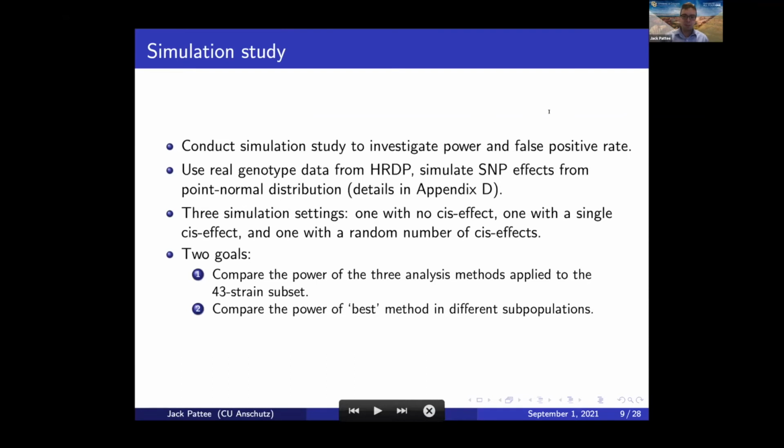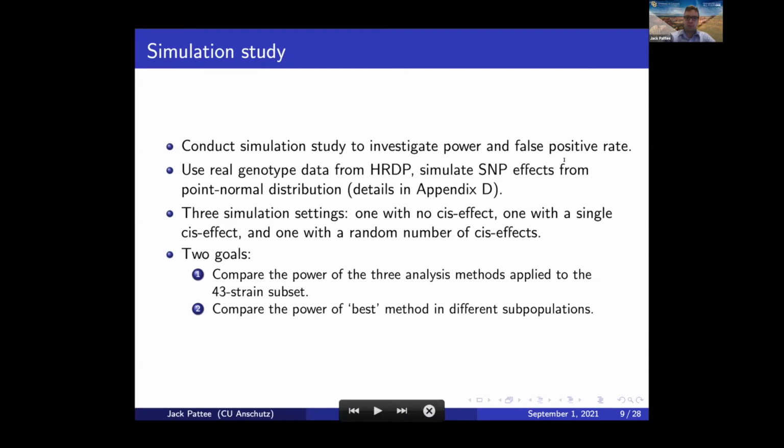So now I'll talk about the simulation study that we did. I'm going to leave out a lot of the details because I don't have time to talk about it. But basically, we want to more rigorously investigate the false positive rate and the power when we actually know the ground truth. So we use real genotype data, real SNP data from the HRDP, and we simulate SNP effects from a point normal distribution. SNPs have a high proportion of having no effect, having effect 0 on the phenotype, but if they are non-zero, they're distributed normally.